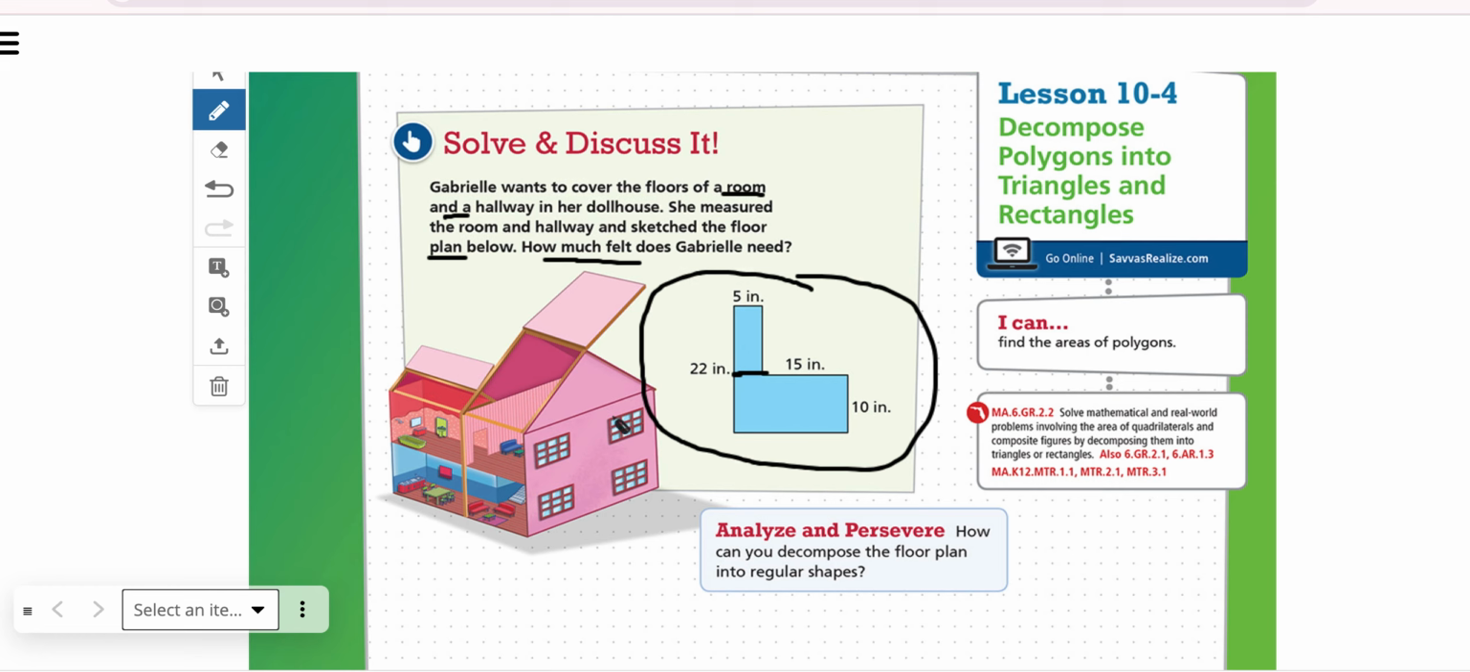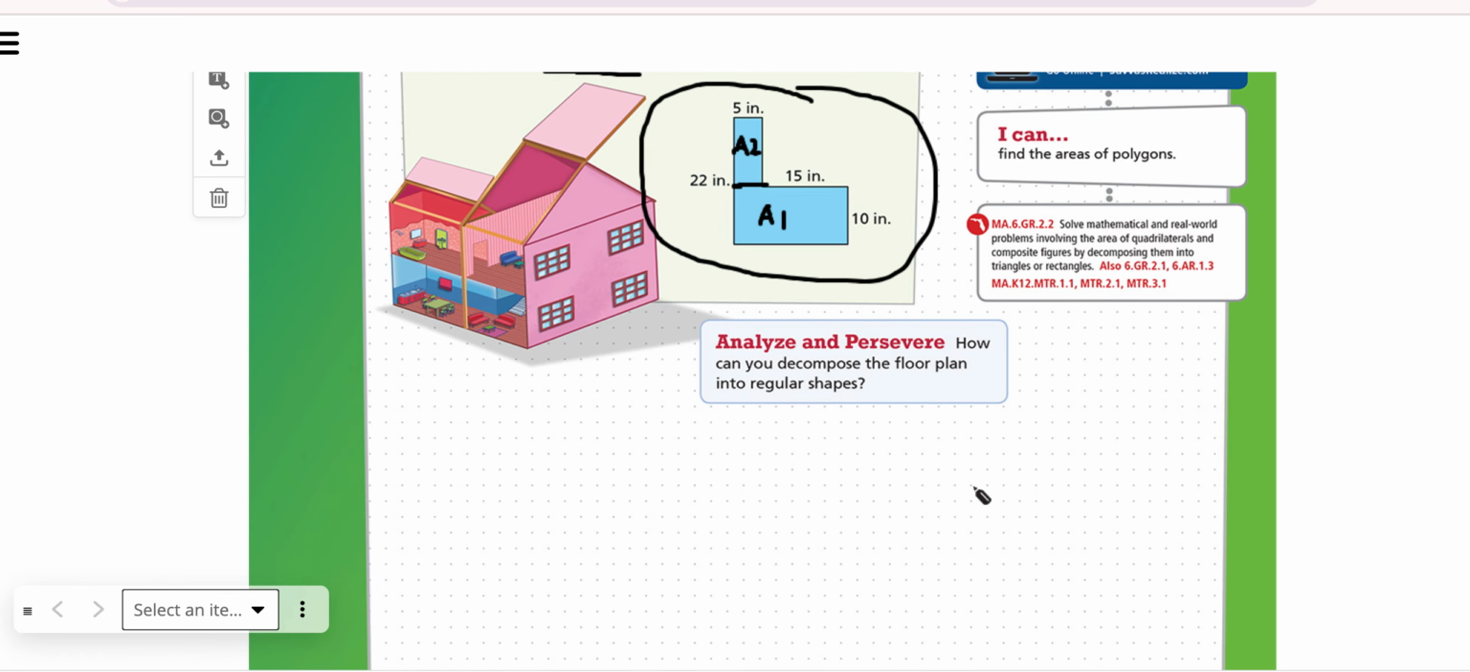And in order for me to find the total area, I'll have to find this area. I need the area of this rectangle, so I'm going to call this area 1, and I need this area, so this will be area 2. And then once I have those two areas, I'm going to add them together. It's going to give me the total area. So let's get started. So remember, those two shapes are rectangles. So to find the area 1, I'm going to write area 1 is equal to, remember this is a rectangle, so it's going to be length times width.